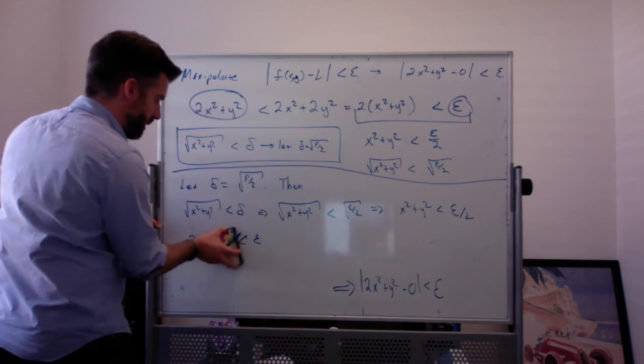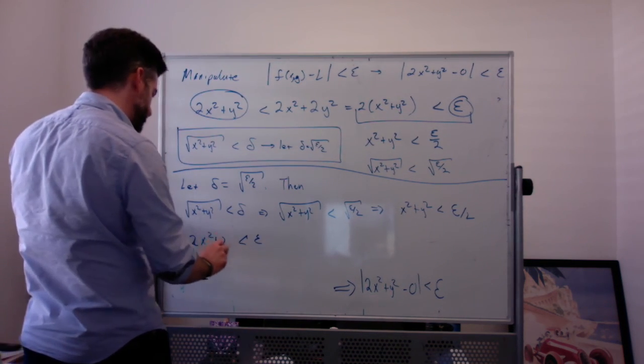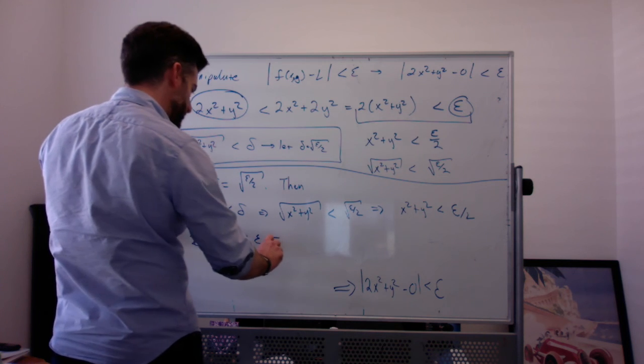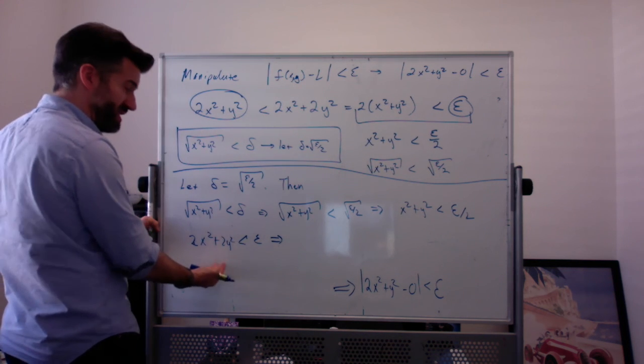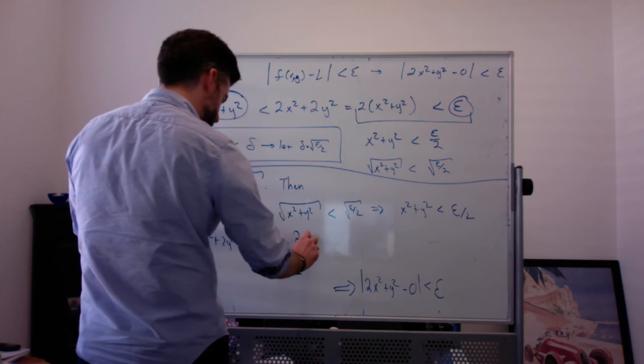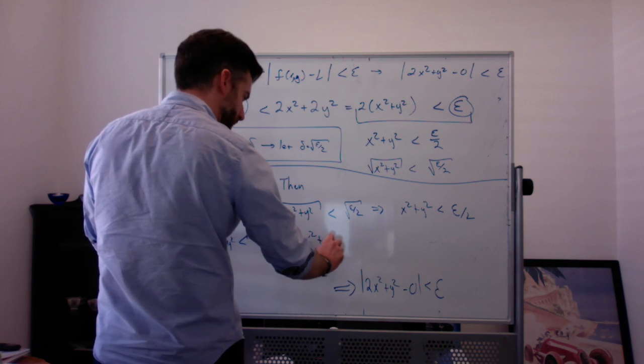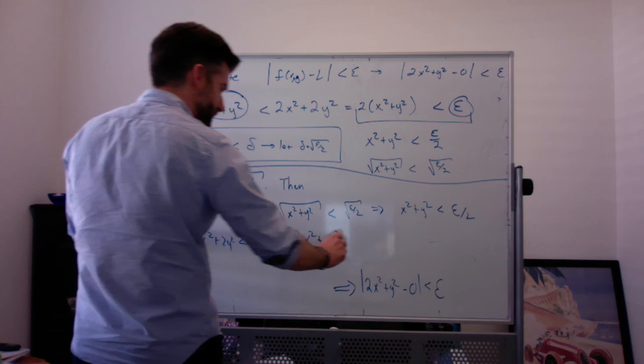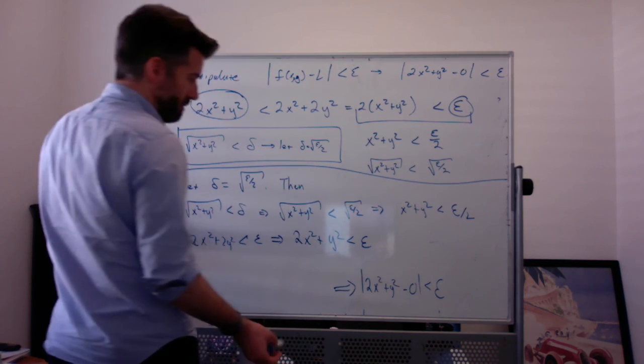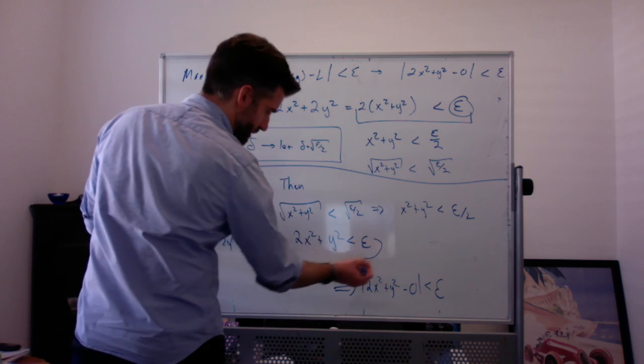But if 2x squared plus 2y squared is less than epsilon, then certainly something smaller than this is also less than epsilon. So you can say that 2x squared plus 1y squared, which is smaller than that, is also definitely less than epsilon. But that's exactly what we wanted. That takes us to right there.